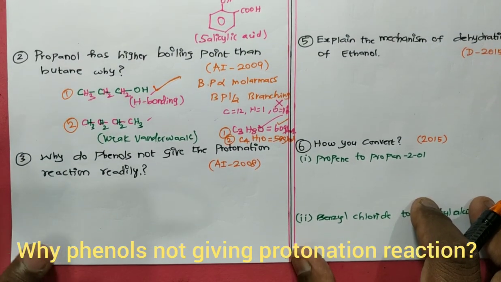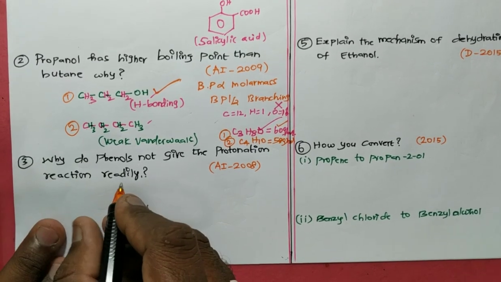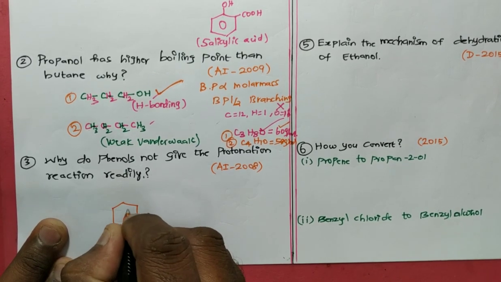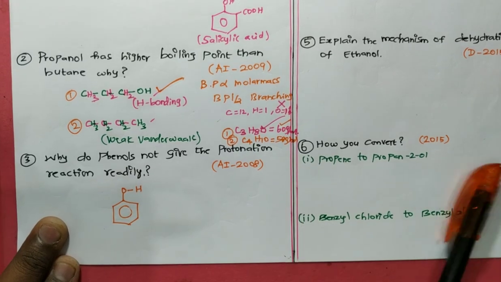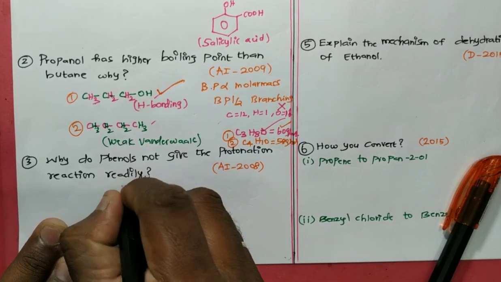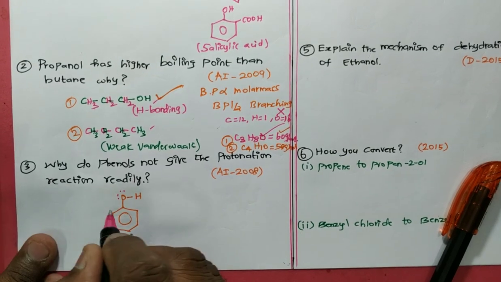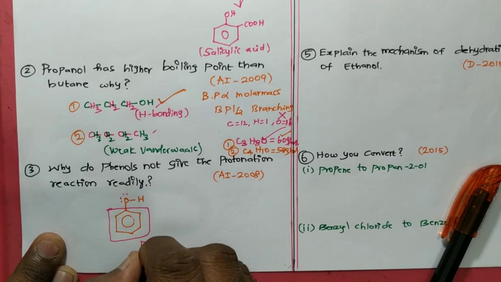And why do phenols not give protonation reaction readily? Before we start, we have to write the structure of phenol. So I'll start writing the structure of phenol. Here it is O, here it is H. Now we have the lone pair of electrons on oxygen. This is the phenyl group.